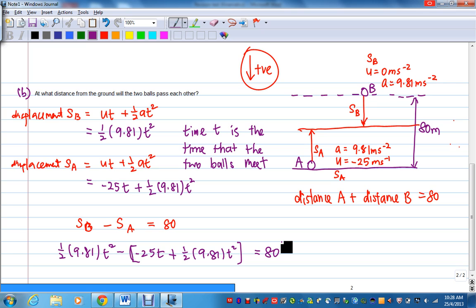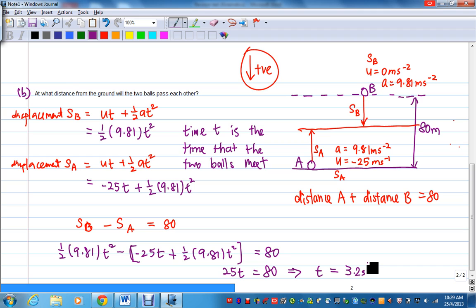So from here, if you solve the equation, you end up with 25t equals 80. That means the time taken after you release ball B and throw ball A, for them to meet, will be 3.2 seconds.